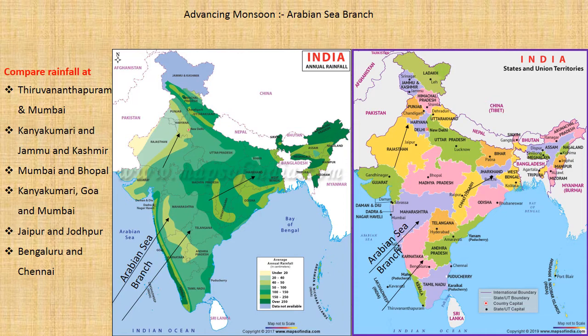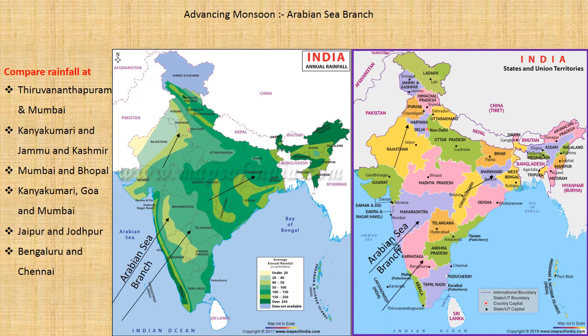Now, when the Arabian Sea branch moves from southwest to southeast, Bengaluru will face the Arabian Sea branch first and then Chennai will receive Arabian Sea branch rainfall. So, Bengaluru will receive more rain from the Arabian Sea branch compared to Chennai. So, this was all about the movement of the Arabian Sea branch.